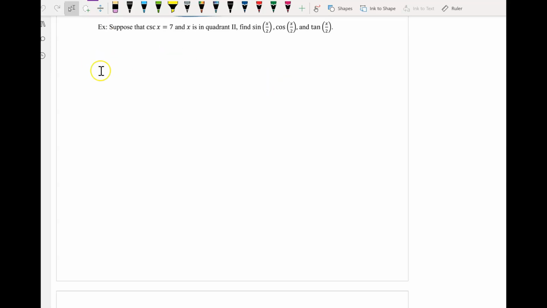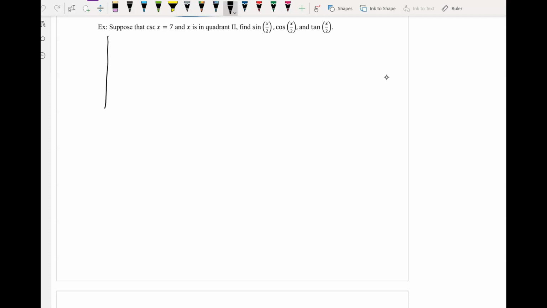All right, so let's go ahead and take a look at this next example. I didn't realize this was the last example of the identities, but whatever. Suppose that cosecant x equals 7 and x is in quadrant 2. Let's find sine x over 2, cosine x over 2, and tangent x over 2. Let's start off with drawing this guy.